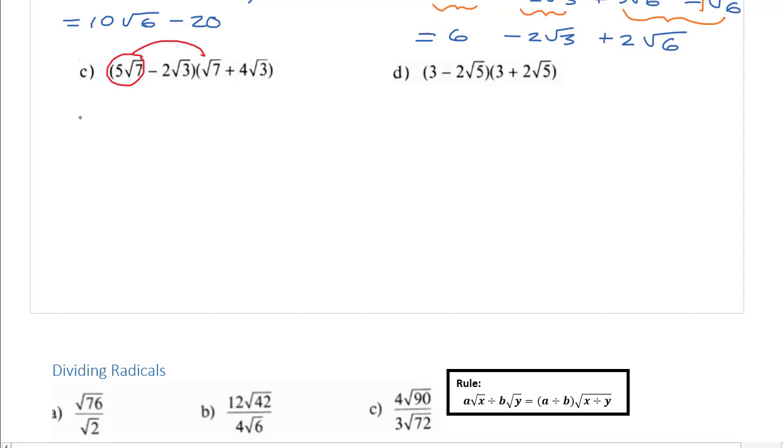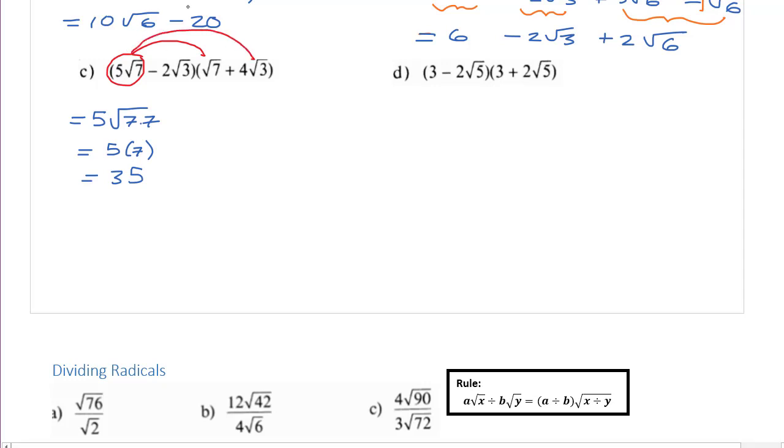So let's start with 5 root 7 times root 7. That gives me 5 root 7 times 7, right? Which is 49. But we could just skip ahead and say, well, we know that the square root of 7 times 7 is just 7. 5 times 7, 35.